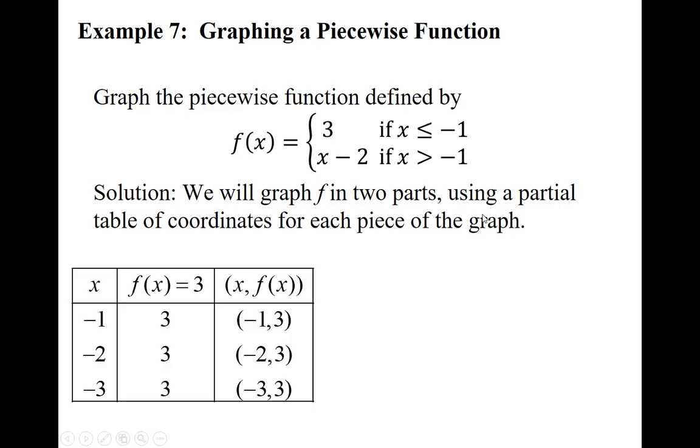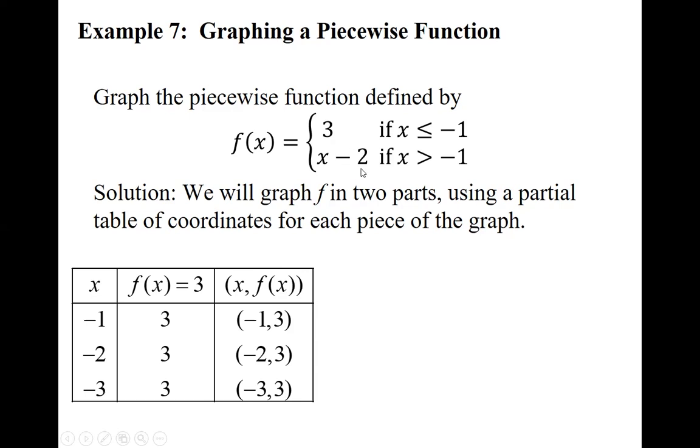So let's use a partial table of coordinates. Let's use x values -1, -2, and -3. That'll cover x less than or equal to -1. And when x is less than or equal to -1, the y value, the f of x, is 3. So no matter what we put in for x, as long as x is less than or equal to -1, we get a y value of 3. So -1, 3, -2, 3, -3, 3.